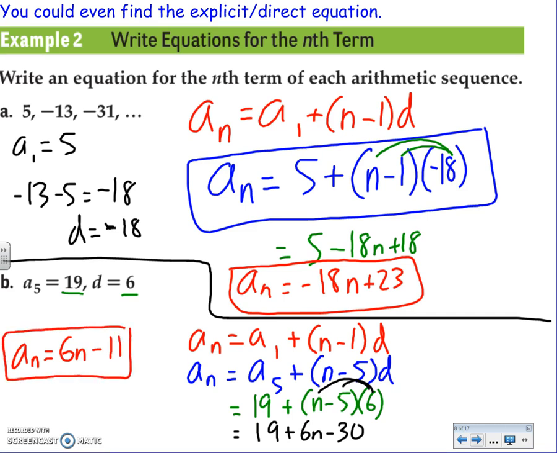And we can check pretty simply. If they want the fifth term, we know it's 19, right? So 6 times 5 is 30. 30 minus 11 is 19. Done. If I want to find the hundredth term, I'd plug in 100 for n, which would make it 600 minus 11, 589.